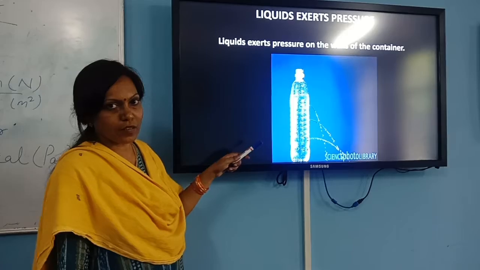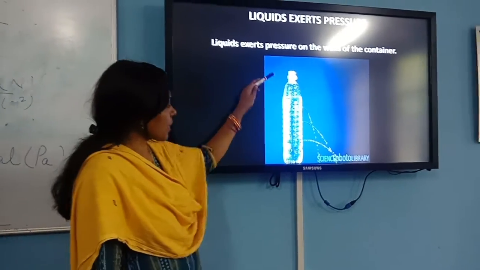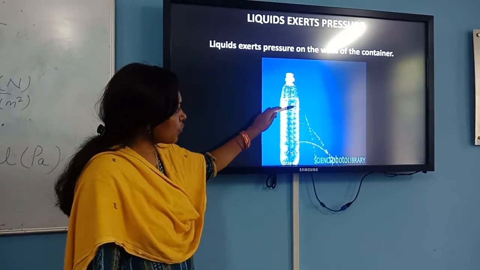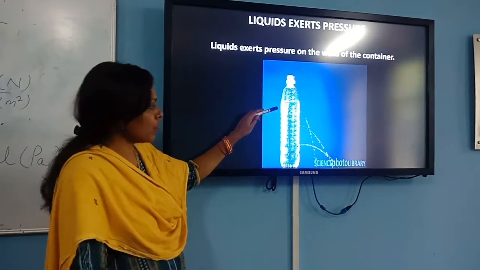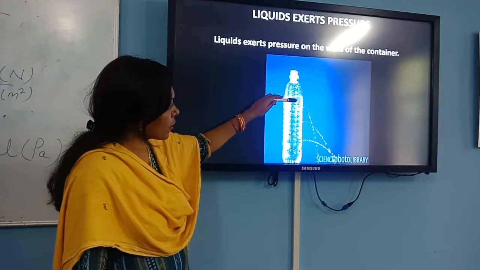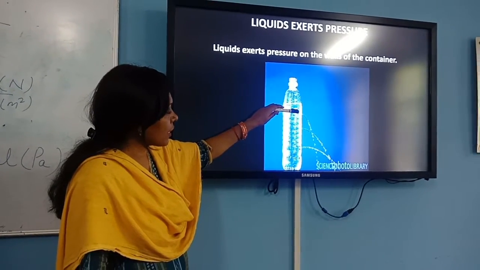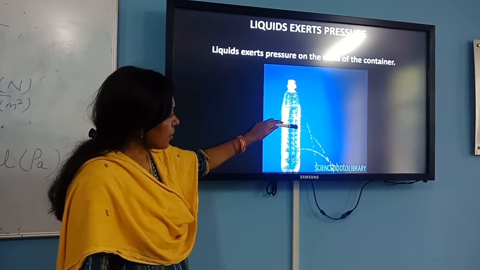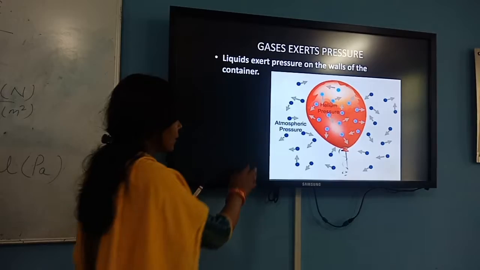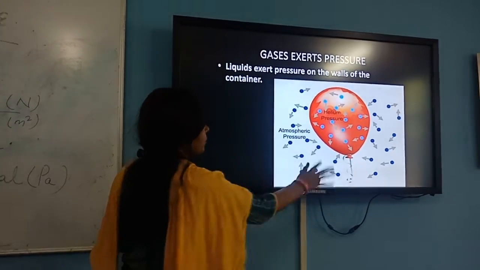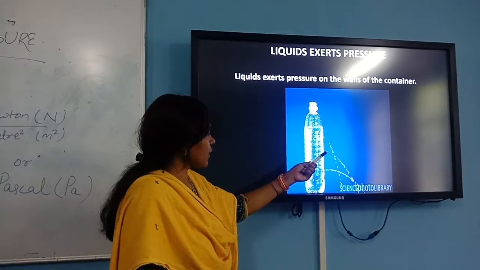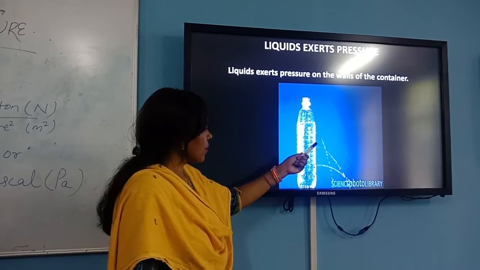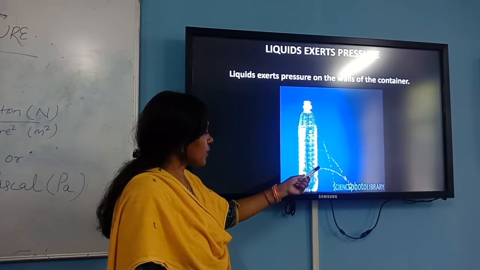Let's do another activity. We take one plastic bottle and make three holes at the side of the bottle. Here the depth of the hole is less, or smaller. Here the depth is more than that. Here the depth is greater, and here the depth is greatest.